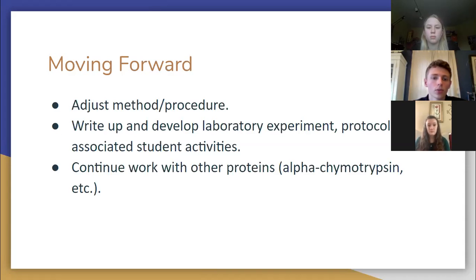And then also to write up and develop a laboratory experiment protocol would be very helpful so that other students at other colleges and universities could do this procedure to help illustrate the different structures of proteins in biochemistry.